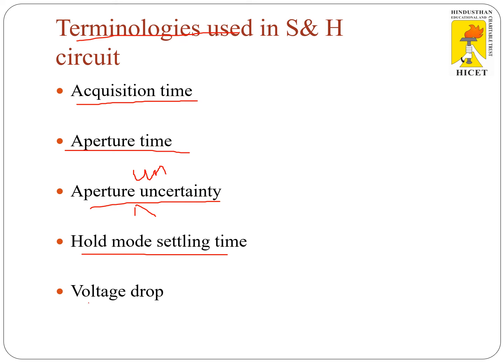And the last terminology we have is voltage drop. The voltage drop is the drop in the capacitor due to the leakage of charge by the capacitor. Ideally, we require capacitors which do not possess any leakage, but it is not possible practically. No matter how good a quality material we use, there will be some voltage drop.